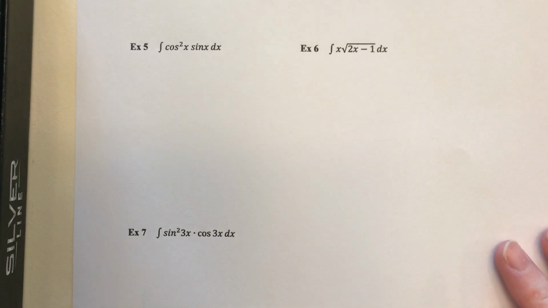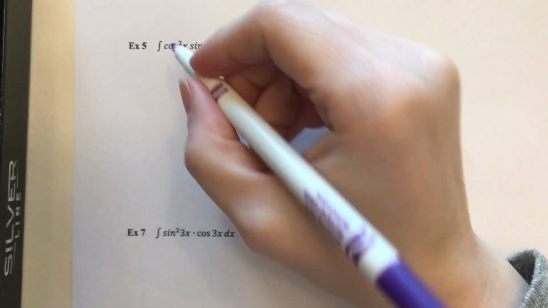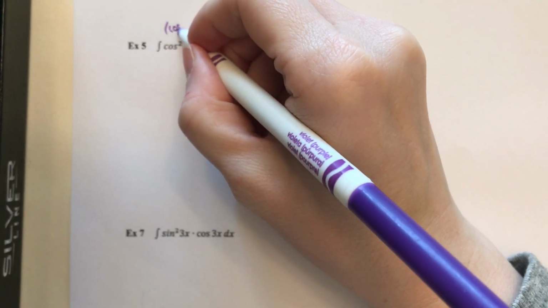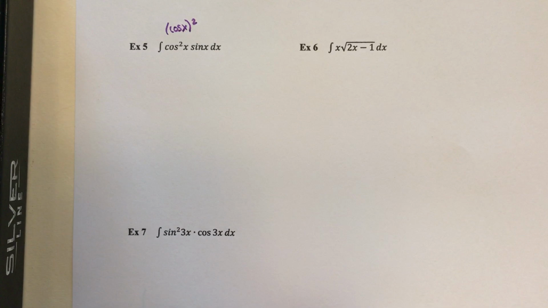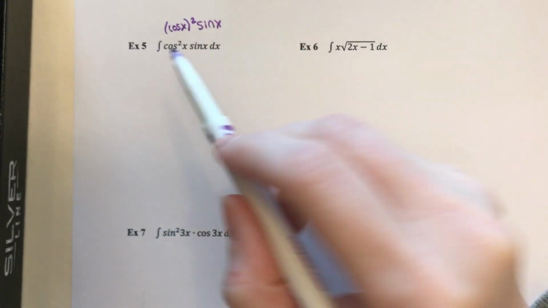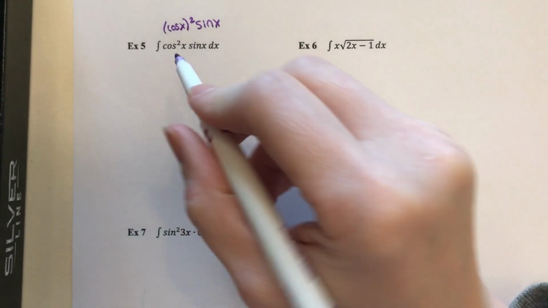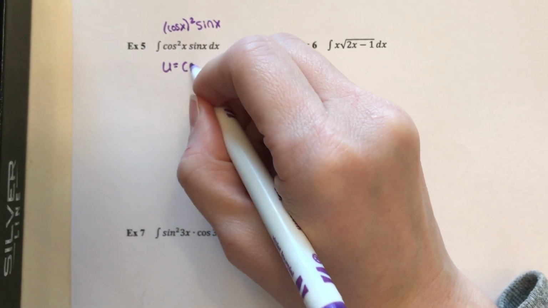Okay, so let's move on to number 5. Okay, number 5. Now I want to pick one that's going to equal the other. Now which one do you think is an inside part? So right away I see this squared. Now if I remember about trig functions, we can also write this as cosine squared in parentheses. So right away that shows me that I'm going to want to pick cosine because that's an inside part. So I'm going to pick cosine as my u.